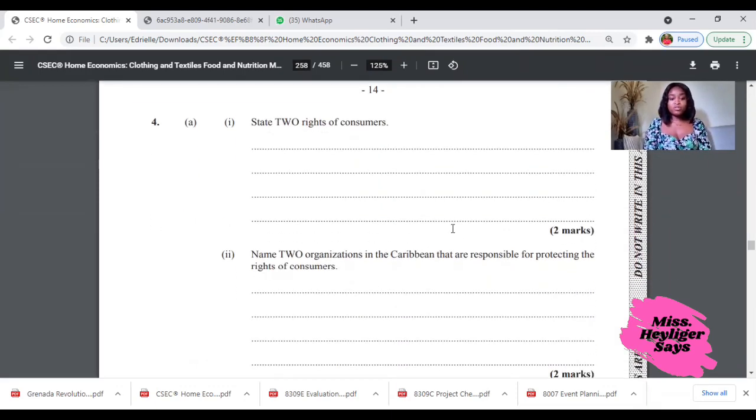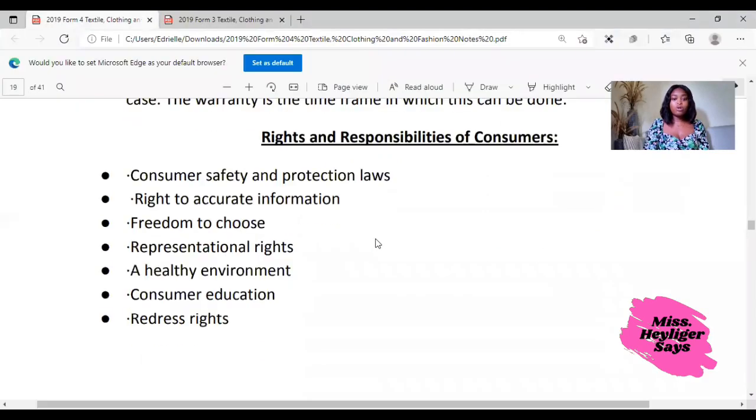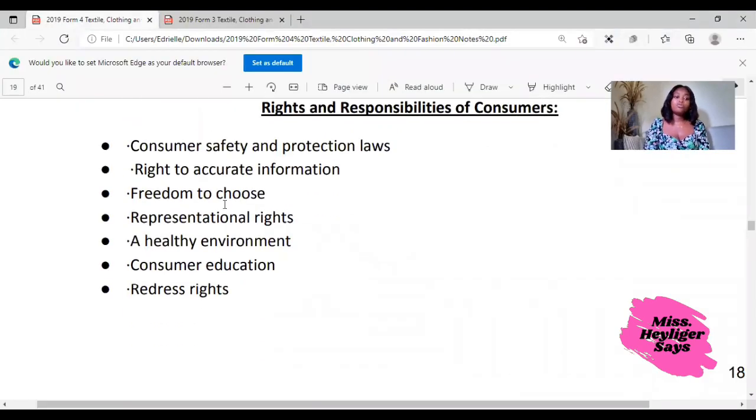Now, the first part of this question asks us to state two consumer rights or two rights of the consumer. Even though they would have asked us to state two, I will just brief you on a few more. So, rights and responsibilities of consumers. Consumers have the right to safety and protection laws. They have the right to accurate information. They have the freedom to choose, reputational rights, a healthy environment, consumer education, and redress rights.